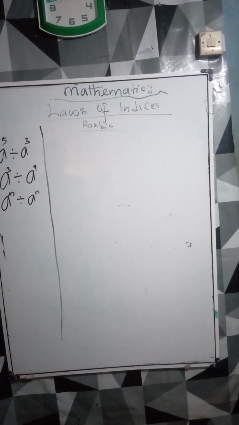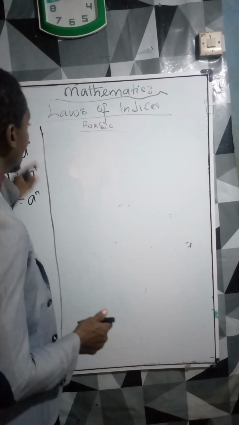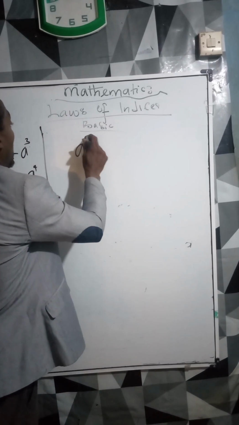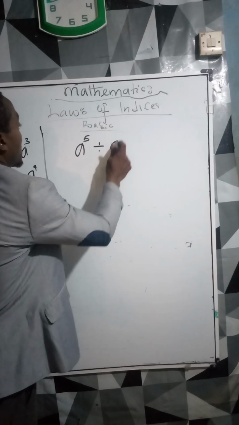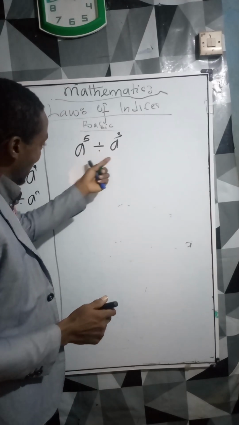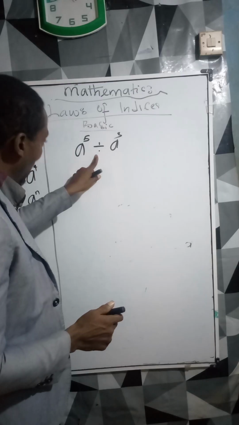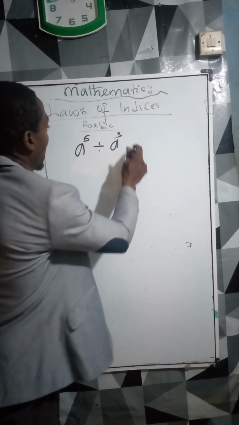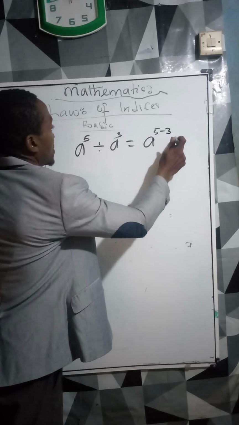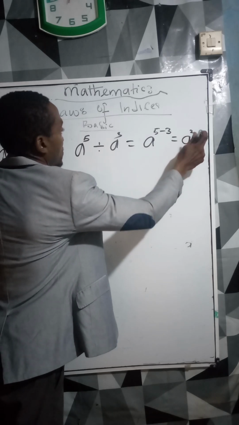So supposing we have a question like the division law of indices. So we're having a raised to power 5 divided by a raised to power 3. I want to solve it using indices, as long as the bases are the same. This divide will change to minus at the power level. So it will become a raised to power 5 minus 3. This will give us a raised to power 2.